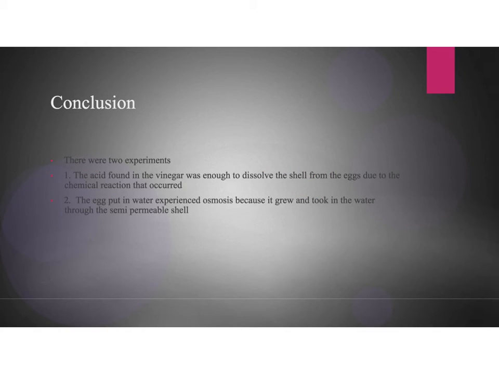In conclusion, for the two experiments, we found out a lot. The acid found in the vinegar was enough to dissolve the egg shell from the egg, and we saw that through the chemical reaction with the calcium carbonate and acetic acid. Then, when we put the eggs in water and corn syrup, we found that the water enacted the process of osmosis, and the corn syrup reversed this process due to the semi-permeable shell.